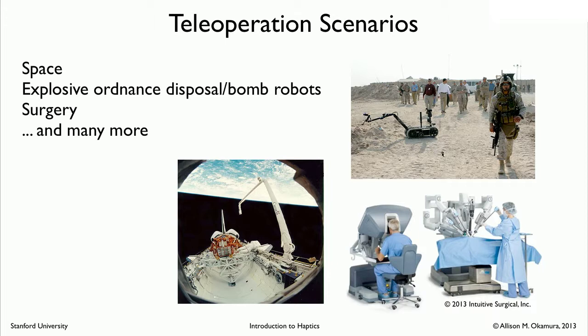Another example, which has a lot to do with safety, is explosive ordnance disposal, or bomb robots. In this case, soldiers use teleoperated bomb robots in order to explore environments that they think look suspicious, and they could even decommission a bomb. And this ideally would be much safer than a person going to do this by hand.